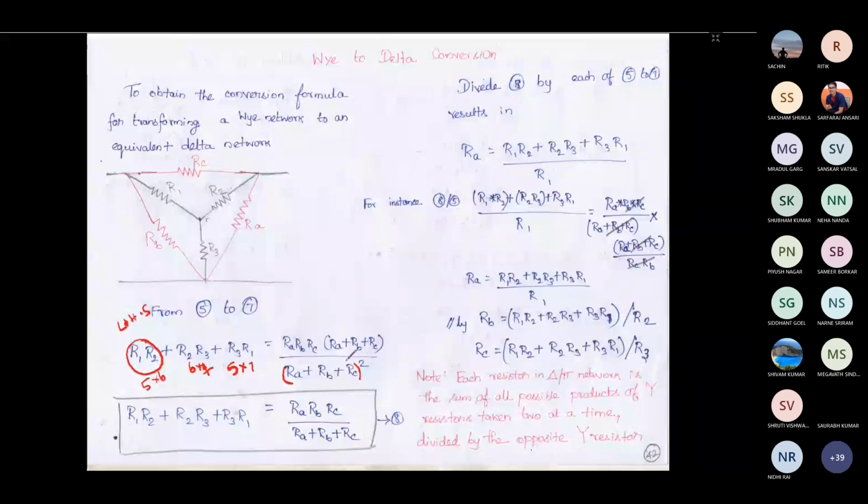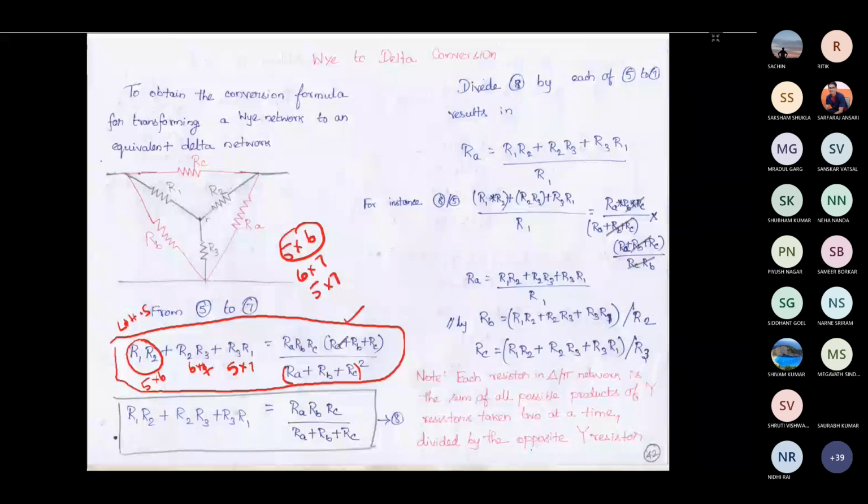What we are doing, we are multiplying all the equations from 5 to 7 as in the combination of 5 into 6, 6 into 7, and 5 into 7 on both the left hand side and the right hand side. Okay, so if you do that, then we will be getting this equation from those equation 5, 6, and 7. Okay, so now in the numerator you will be getting RA plus RB plus RC. Here in the denominator you are getting RA plus RB plus RC the whole square. So you just cancel out this, then you will get R1 into R2 plus R2 into R3 plus R3 into R1 will be equal to RA into RB into RC. Okay, so this is our one equation, that is equation number 8.